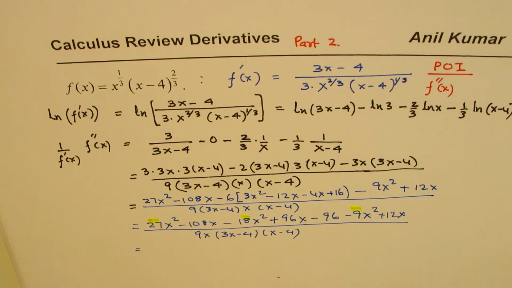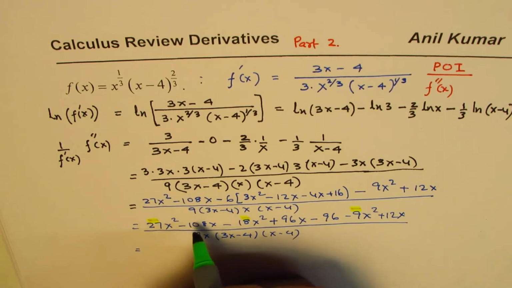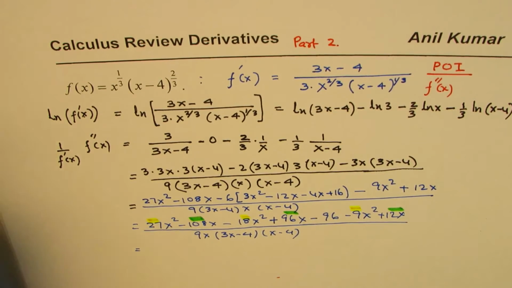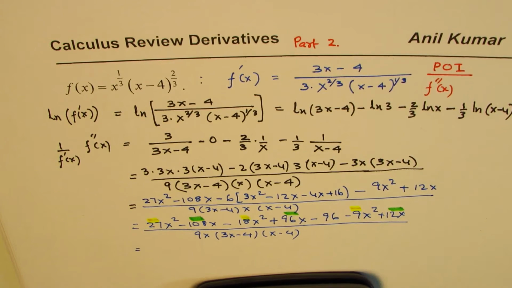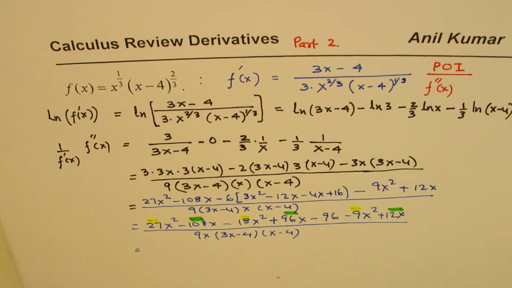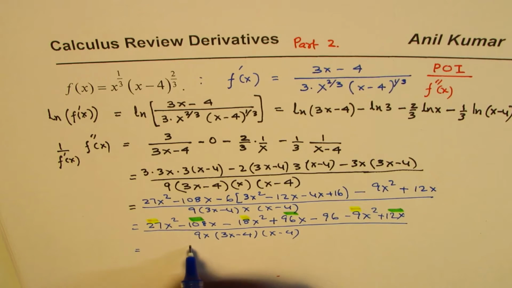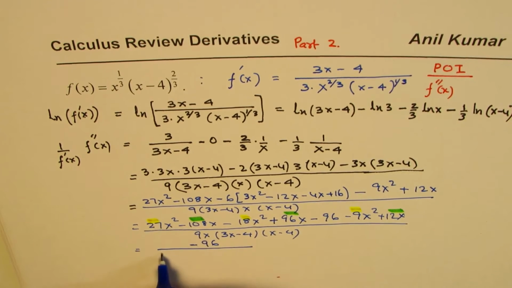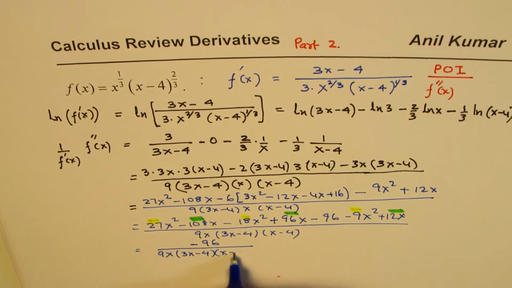Fine. Now let's take care of the x terms, which are 108, 96, and 12x. Okay, 108 is negative, and 12 and 96 is positive, which adds up to 108. So that is also 0. Okay, good job. So I don't have to bother much. We are left with minus 96 now, correct? That turns out good. Divided by 9x times 3x minus 4 times x minus 4.